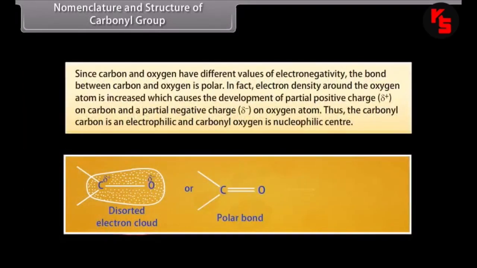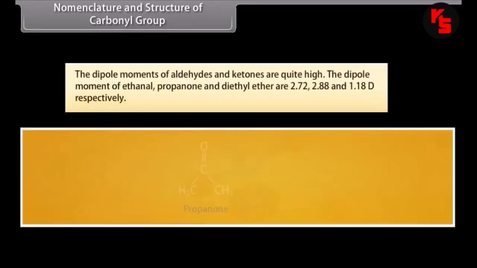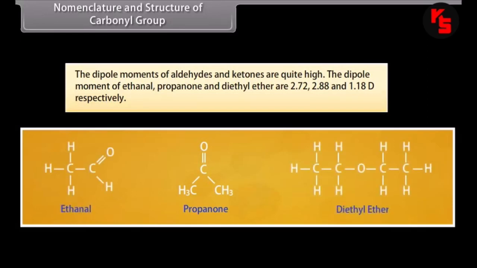Since carbon and oxygen have different values of electronegativity, the bond between carbon and oxygen is polar. In fact, electron density around the oxygen atom is increased, which causes the development of a partial positive charge on carbon and a partial negative charge on the oxygen atom. Thus, the carbonyl carbon is an electrophilic and carbonyl oxygen is a nucleophilic center. The dipole moments of aldehydes and ketones are quite high. The dipole moments of ethanal, propanone, and diethyl ether are 2.72, 2.88, and 1.18 debye respectively.